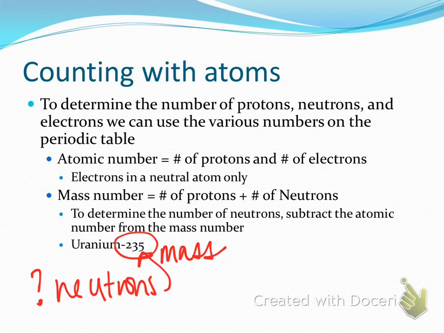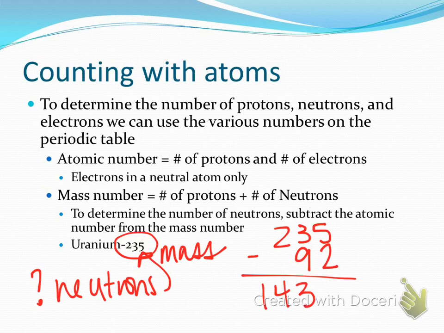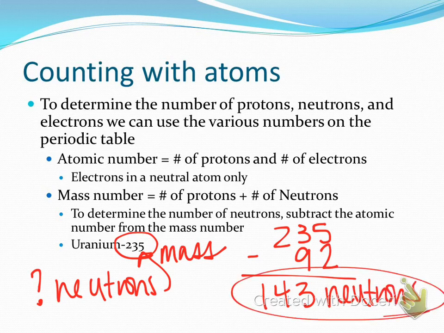How would we go about doing that? Good. 235 minus the number of protons. We need to find uranium somewhere on our periodic table. Number 92. Good. It's just the symbol U. So what does 92 tell us? Number of 92 protons. So we're going to take 235 minus 92. And that means that in this isotope of uranium, we have 143 neutrons.